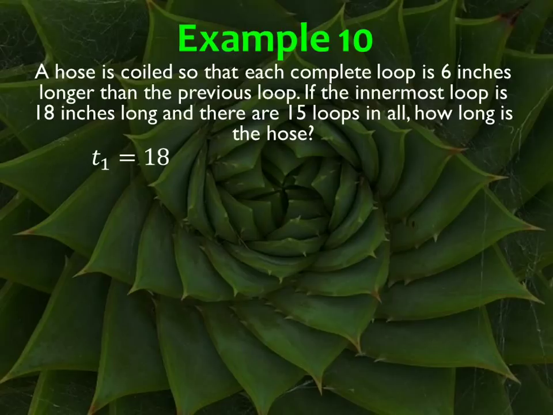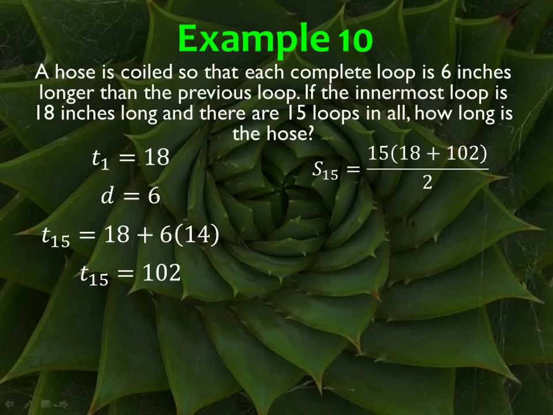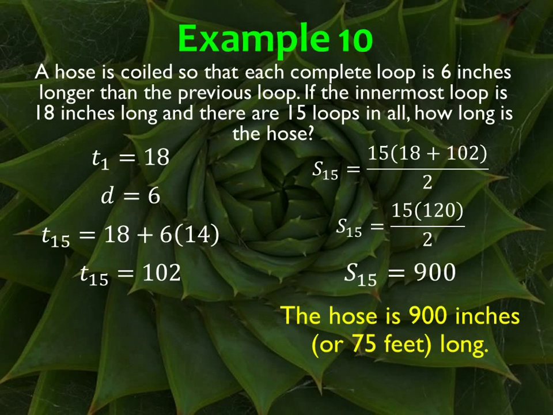Each loop is 6 inches longer than the previous loop. So what's the second loop? Well, it's going to be 6 inches longer, which means the difference is constant. The d value is 6. So the 15th loop has a length of 18 plus 6 times 15 minus 1, which comes out to 102 inches. So once you figure out that it's an arithmetic series, you figure out the difference, the number of terms, and the last term. So the sum is 15 times the first term of 18 plus the last term of 102, divided by 2, which comes out to 900 inches long, or 75 feet.